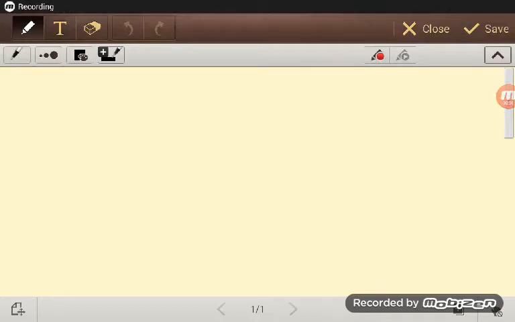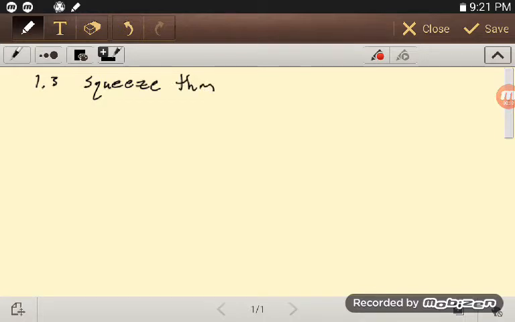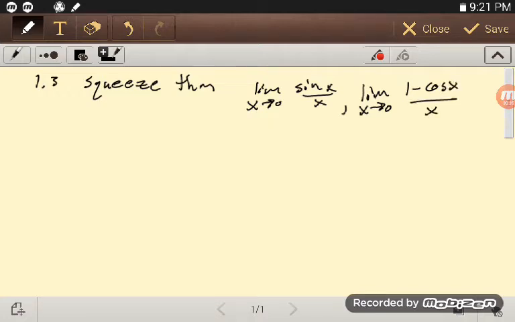Alright, so let's try to finish up the basic material 1.3 with the Squeeze Theorem, and then they give us the Squeeze Theorem mostly because they use it for the limit as x goes to 0 of sine x over x, and the limit as x goes to 0 of 1 minus cosine x all over x.